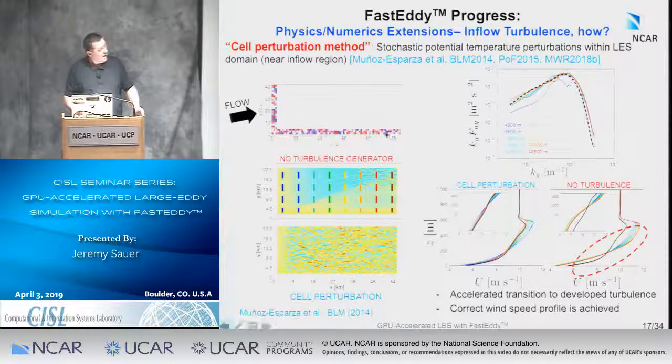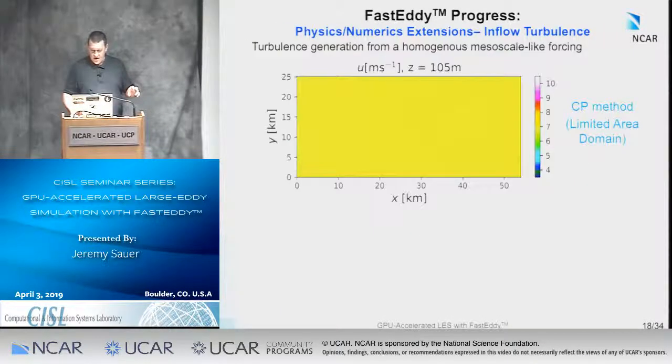That's key. In addition, the cell perturbation method causes the model to find the right balance between resolved turbulence and mean flow, such that it achieves the mean profile that was driving it by some distance into the domain. So that's the methodology. At this point, we've implemented this inside of FastEddy.